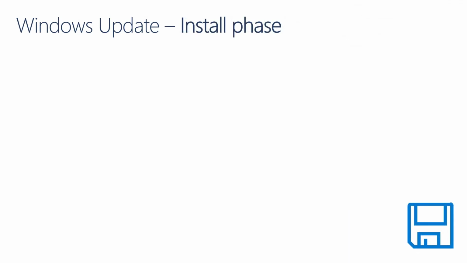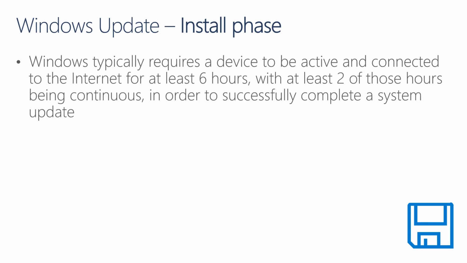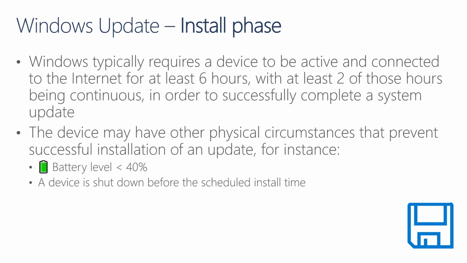Let's now look at the install phase. The more the devices are in use and active and connected to the internet, the higher the chances for devices to scan, download, and ultimately install updates. Devices may also have other physical circumstances that prevent the installation of updates. I already mentioned the dependency that we have on battery level: if a device is running on battery, the installation phase will not begin unless the device has at least 40% battery. And of course, if a device is shut down, for example, the device will not turn on by itself to install updates.